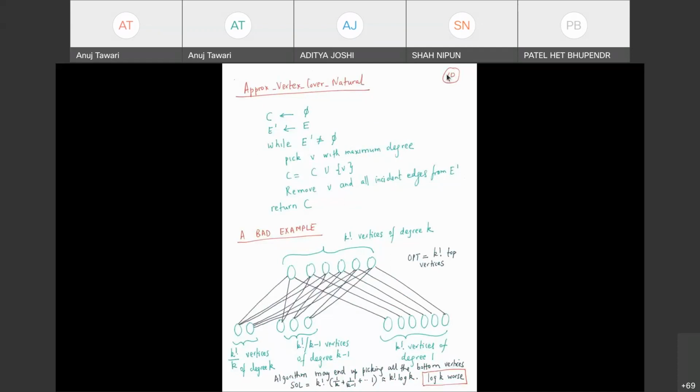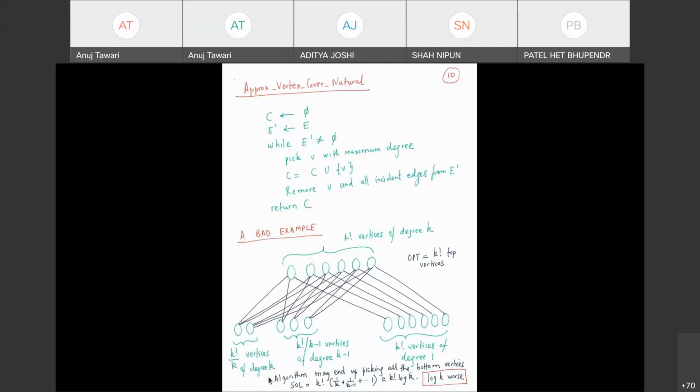What we are doing is picking a vertex B with maximum degree and adding it to our vertex cover, and then we have to remove this vertex and all of the incident edges from E prime. So what is the maximum degree here? It's k. No vertex has degree k plus 1. Maximum degree is going to be k. Now, either you could pick a top vertex of degree k, so you could pick any vertex at the top, or you could pick one among these k factorial divided by k vertices of degree k.